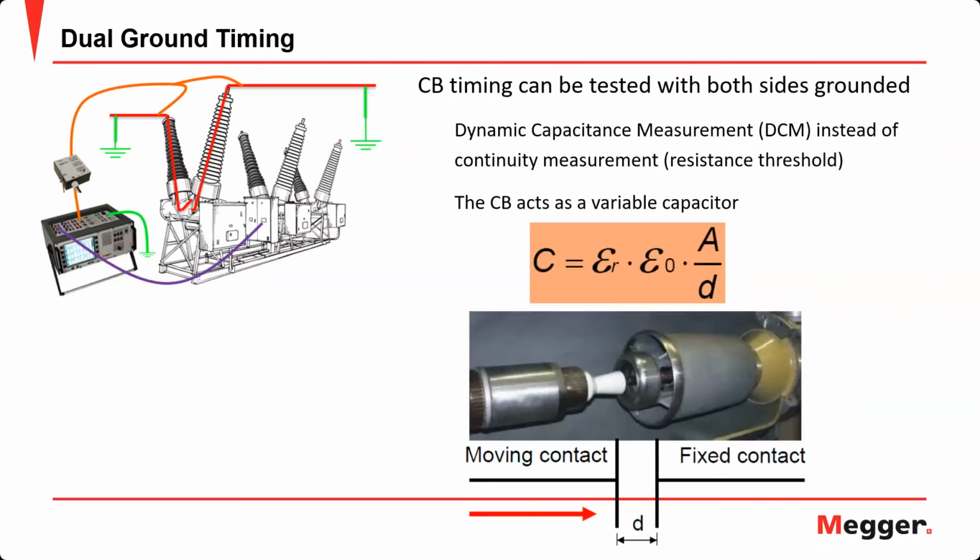To combat these safety concerns, Megger introduced a technology called dual ground timing by the use of a dynamic capacitance measurement. The way this works is that instead of using continuity measurement, our instrument looks at the circuit breaker as a variable capacitor. The two parallel plates are the fixed contact and the moving contact. When the circuit breaker operates, the moving contact moves, so the distance between these two plates changes the capacitance values.